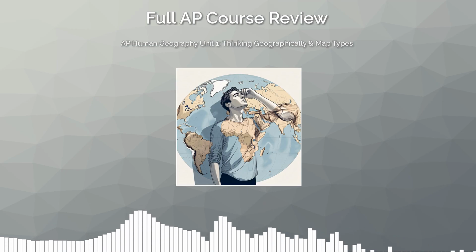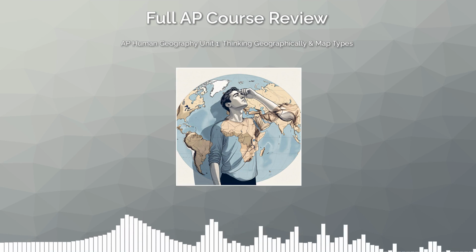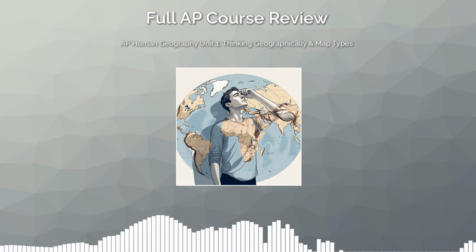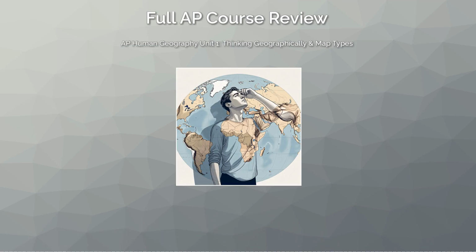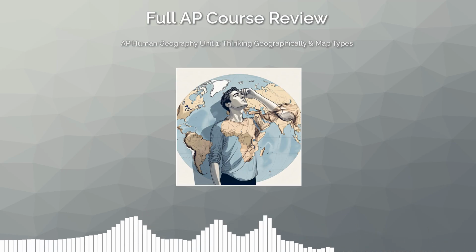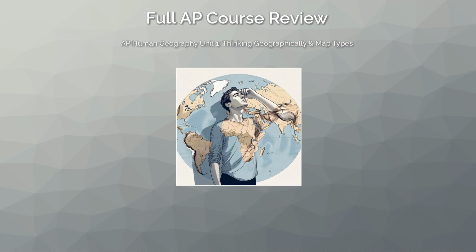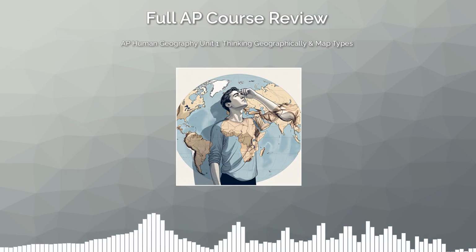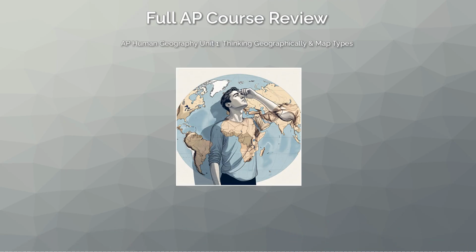1.1 Stewart-Spatial Thinking Skills. Diffusion types: relocation, expansion, contagious, hierarchical, stimulus diffusion. The big idea: how things spread across space.